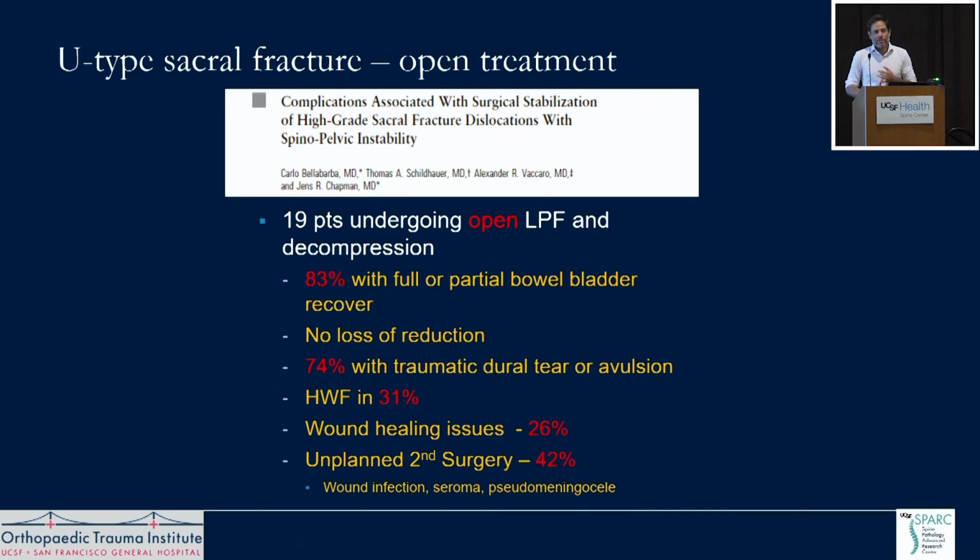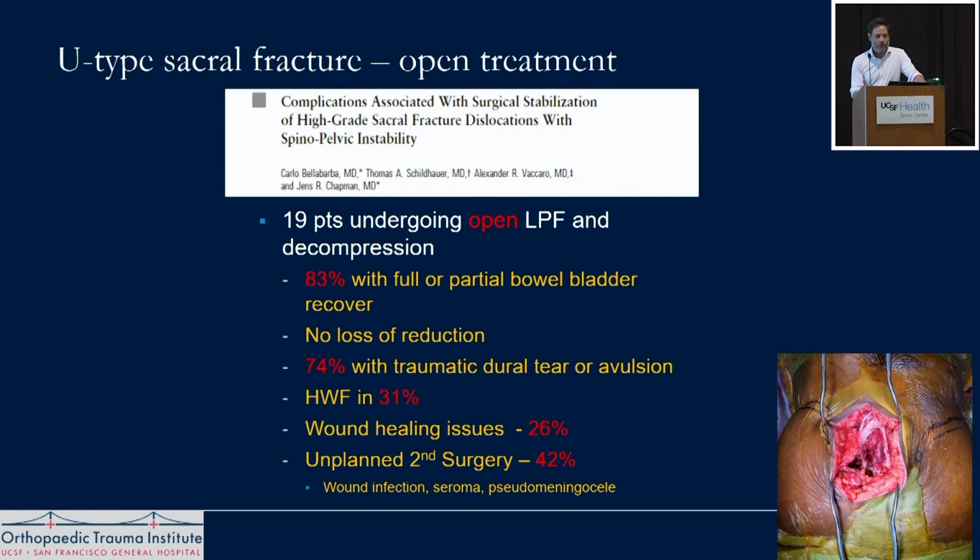But it comes with a huge soft tissue cost, right? You're unroofing or uncovering a traumatic dural tear in the majority of these injuries. You have secondary wound healing issues, and this is not because of the procedure. It's really a consequence of the injury. Right, so this is the fascial disruption that you see. So you can imagine trying to control a CSF leak in this setting becomes quite the task.